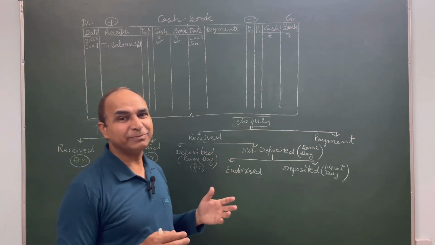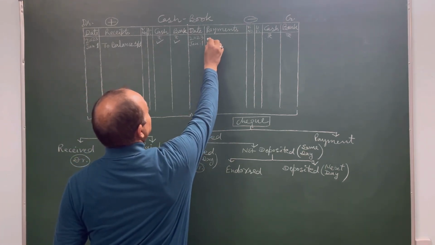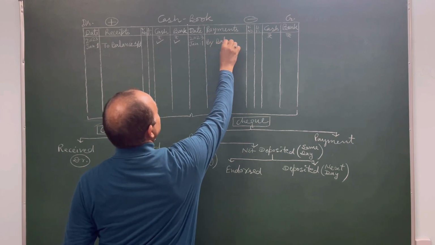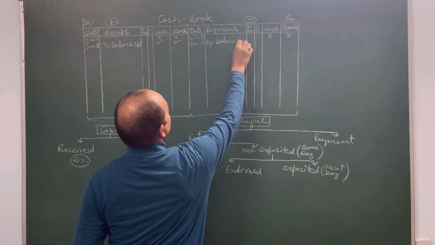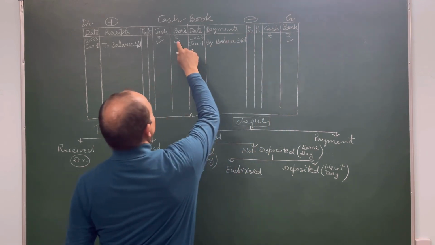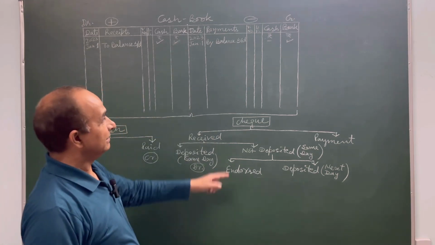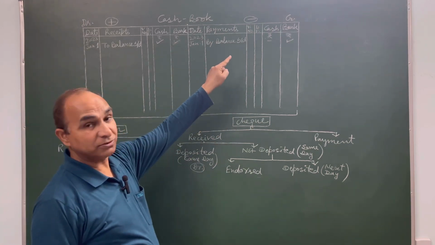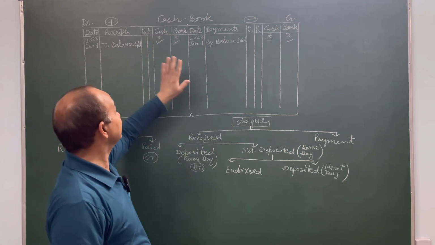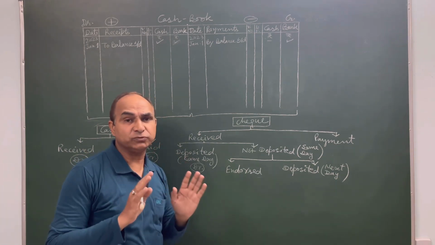If it is a negative balance, in that case, the opening bank balance is shown on the credit side like this, By balance brought down, in this way. See, if the bank shows a credit balance, the opening balance is shown on the credit side if it is an overdraft. But if it is a positive balance, then it is shown on the debit side. This is how we open the cash book.